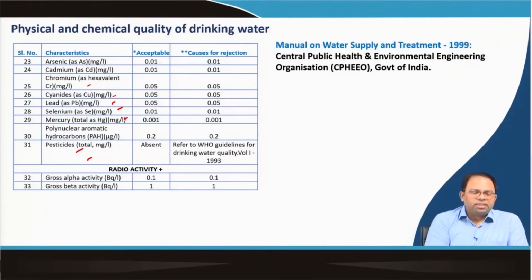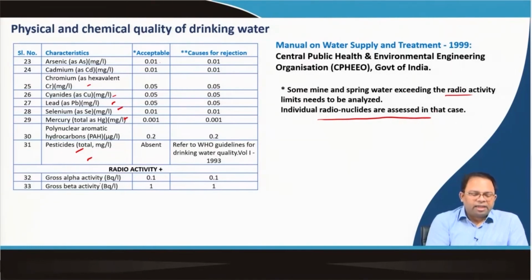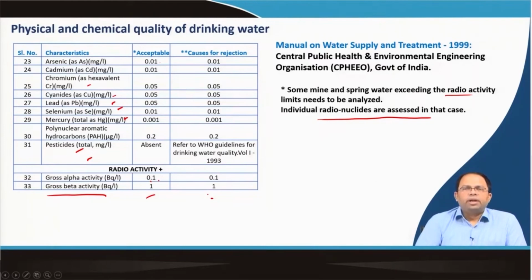Similarly, we also test for radioactivity in some cases, like for example, in some mines and spring water, sometimes we find radioactivity, and we need to analyze the limits for radioactivity, and individual radionuclides have to be assessed, and we see that the gross alpha activity is in becquerel. This unit Bq per L is given, and the maximum limit is 0.1. And this gross beta activity is alpha activity and beta activity. These are the 2 things that are measured when we measure for radioactivity.